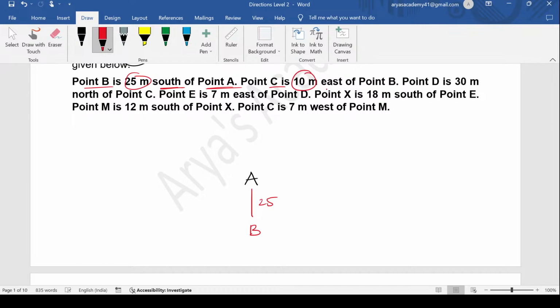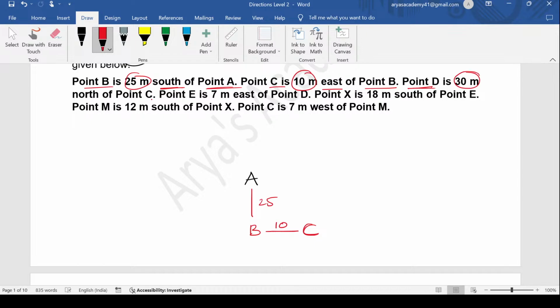And point C is how many meters? 10 meters. And in which direction? To the east of which point? B. So from B, if you go east, this is the east, and the distance is actually 10 meters, and you get which point? Point C.